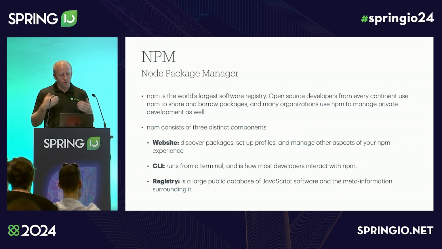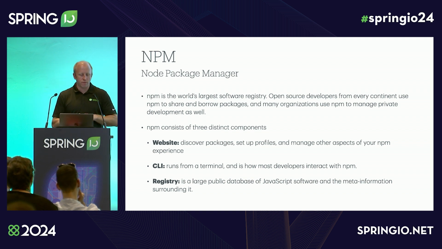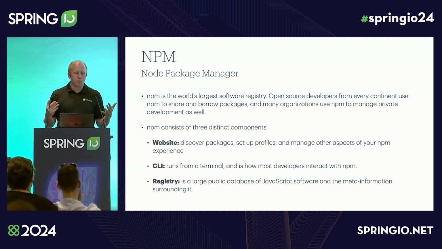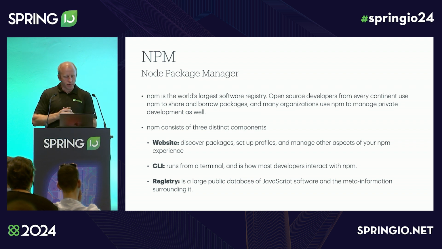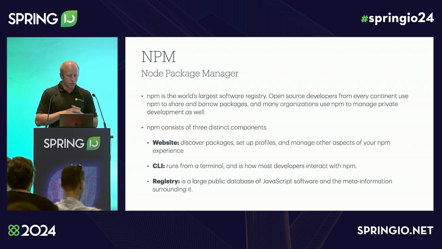Now, NPM is probably the biggest one, right? NPM consists of 3 distinct components. It has a website where you can discover packages, set up profiles, manage other aspects of your NPM experience. CLI, this is what runs from the terminal. This is how most developers interact with NPM. And then there's a registry. There's a large public database of JavaScript software and all of the meta information surrounding it.